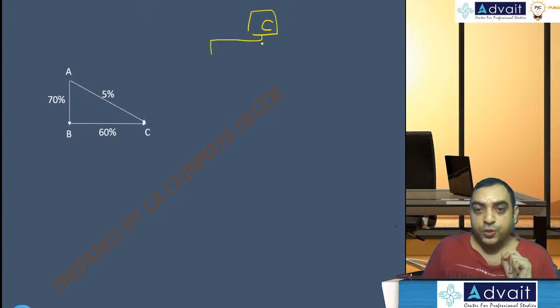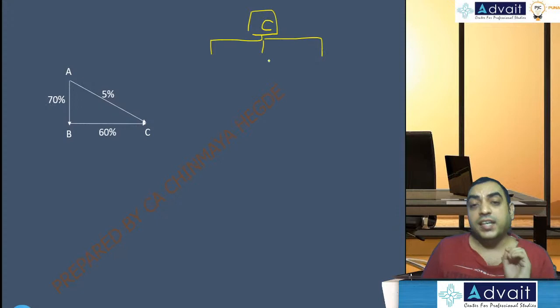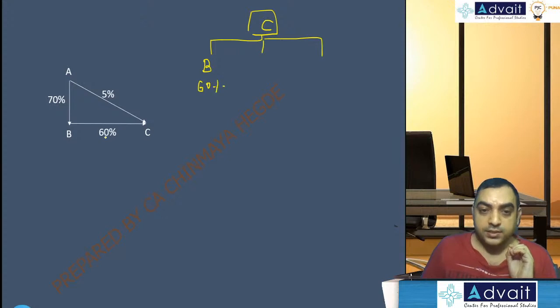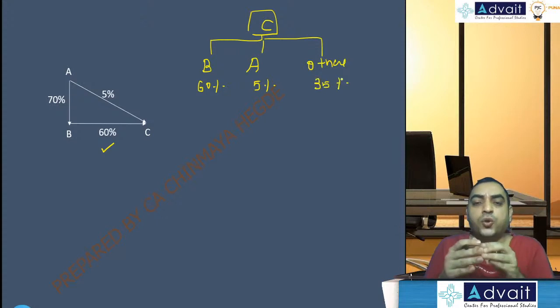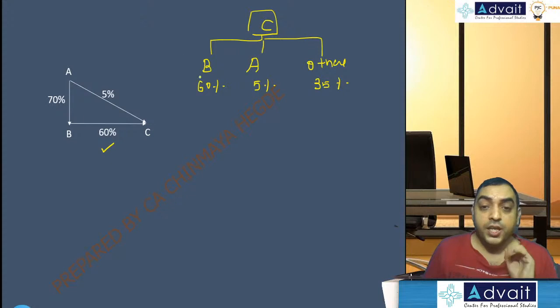If I divide this into shareholders, there are three kinds of shareholders. One is company B, which has 60%. Another is company A, which has 5%, and others, who have 35% shareholding. This is the shareholding pattern in subsidiary C Limited.